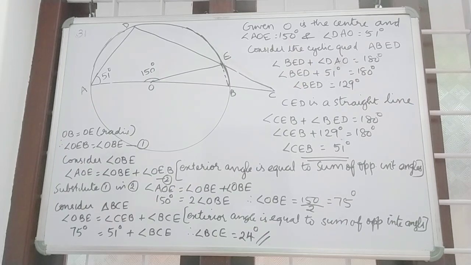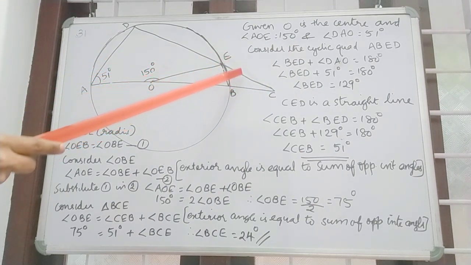Now we are continuing chapter 17 circles, question number 31. First we can read the question. In the figure, O is the center of the circle. Angle AOE is equal to 150 degree. Angle DAO is equal to 51 degree. Calculate the sides of the angles CEB.